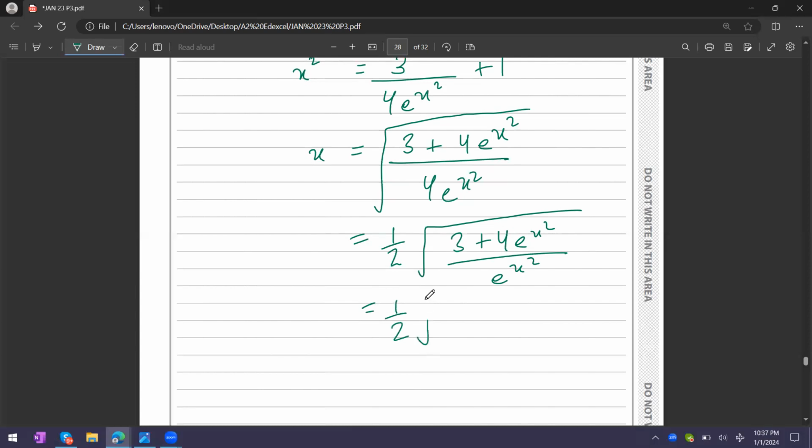One last step, give this denominator to each of the terms. For the first one, it will become 3 over e raised to power x square, which can be written as 3 e raised to power minus x square, right? For the second one, it just cancels when you distribute, so it's just 4. Isn't this the form that they wanted as the iteration formula?